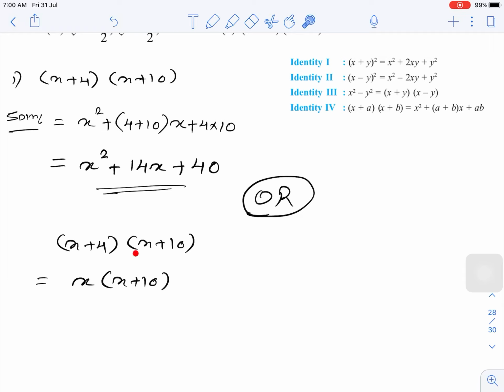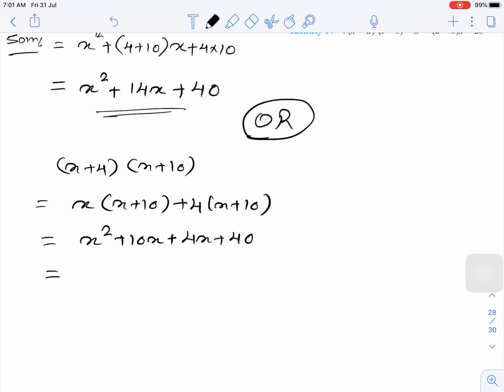Then we are writing the second term multiplying with this full bracket. So plus 4 into bracket x plus 10 equals to, now this x will first multiply with x, then it will multiply with 10. So x into x, you will get x square plus 10x. Similarly, this 4 will first multiply with x, then it will multiply with 10. So 4 into x, you will get 4x plus 4 tens are 40. Now you can see that these are like terms, so we can add them. So in next step, what you will get? X square plus 14x plus 40.